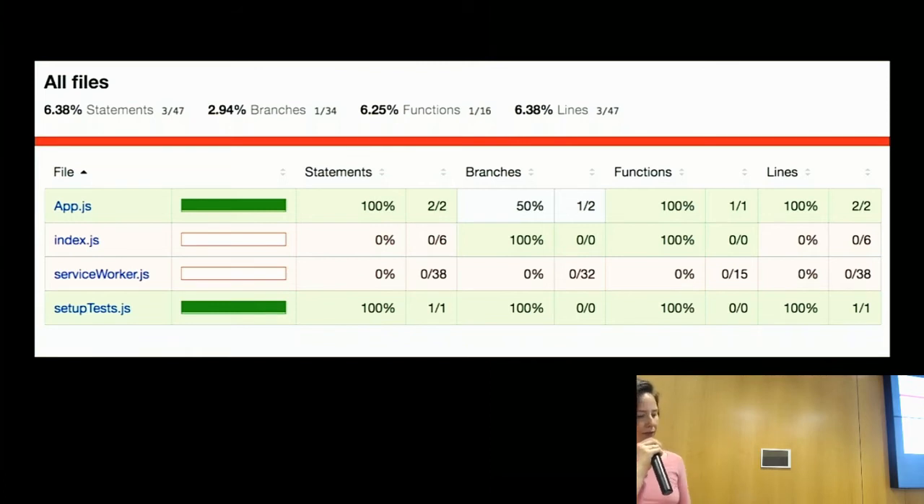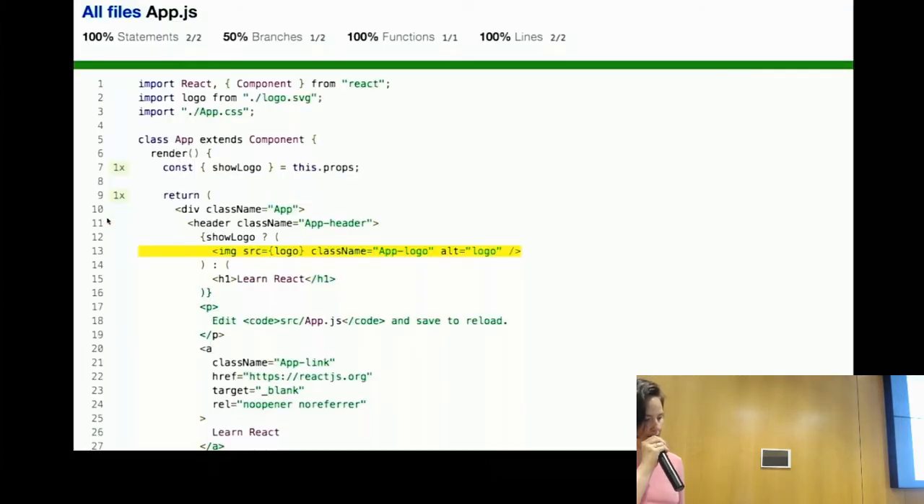The coolest thing about that is we can click on any file of the project. If we click on the app component, we have all the code of this file, with the lines of code that are not covered by tests highlighted in yellow. So we see what we have to fix to get full code coverage.